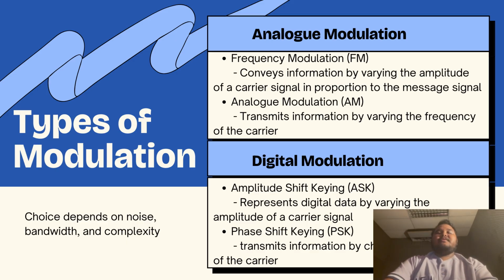There are two types of modulation, which is analog modulation and digital modulation. Analog modulation consists of amplitude modulation and frequency modulation, and the digital modulation consists of amplitude shift keying and phase shift keying. There are more types of digital modulation, but I only include these two examples. The choice of modulation depends on the noise, bandwidth, and complexity.